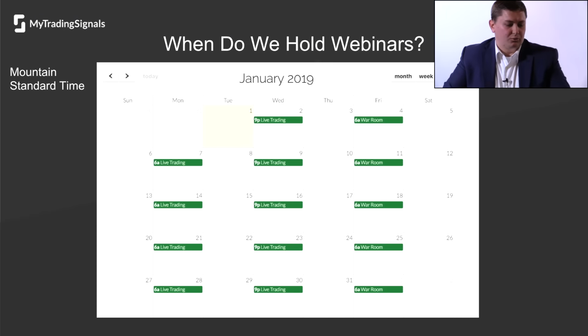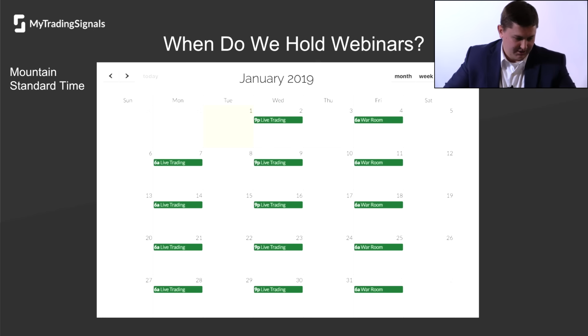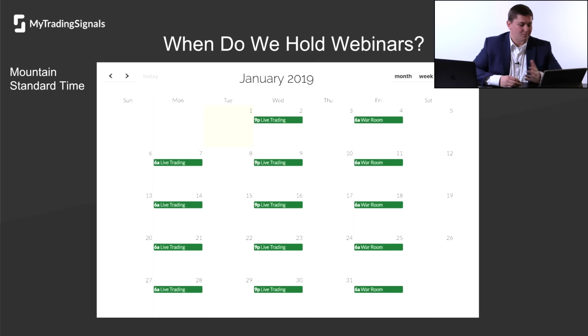And also, just to recap here, right here on the screen, I've got the different times we hold classes. This is the upcoming schedule for January 2019. You can see that we have a class tonight at 9 p.m. Mountain Time. We have our live trading class where we're going to set up overnight trades to run through the London session. And then we've got the War Room on Friday at 6 a.m. Mountain. And then we'll repeat the next week and the next week. It's going to be very consistent with that schedule.